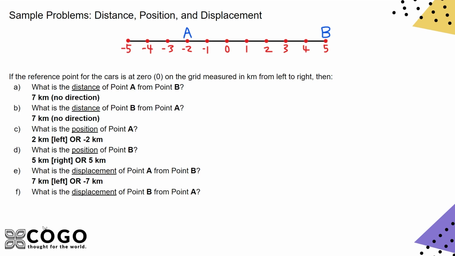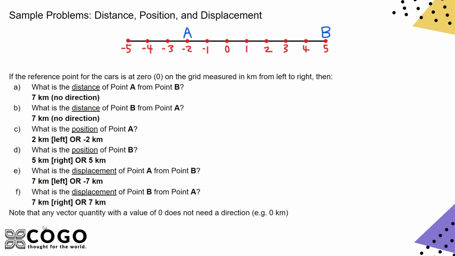What is the displacement of point B from point A? Following the same calculations as the previous question, 5 kilometers right minus -2 kilometers right gives us 7 kilometers right, or just positive 7 kilometers. One important thing to note is that any vector quantity with a value of 0 does not need a direction, such as 0 kilometers.